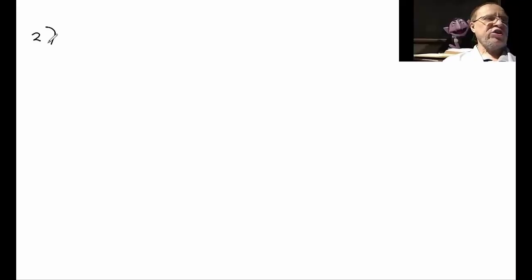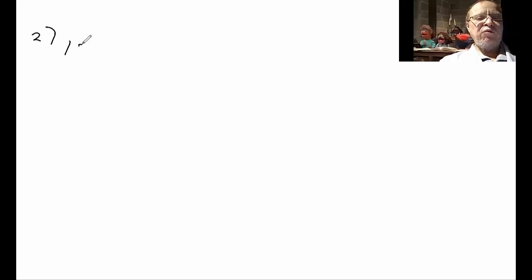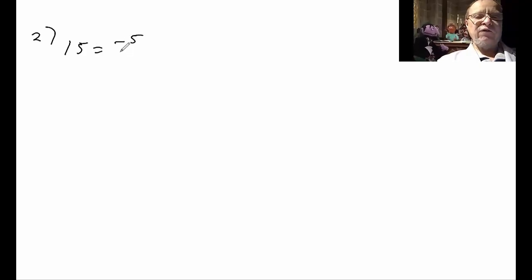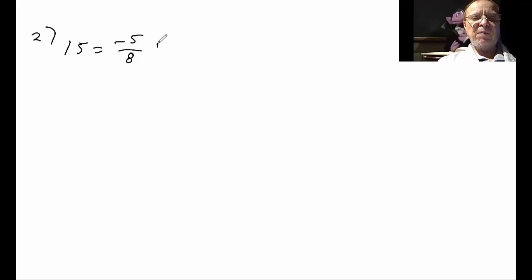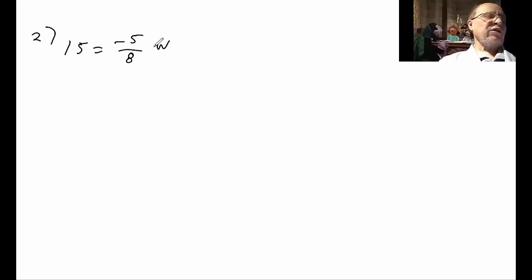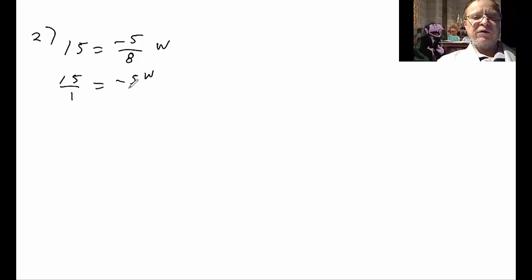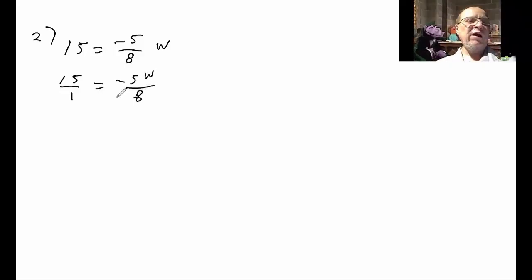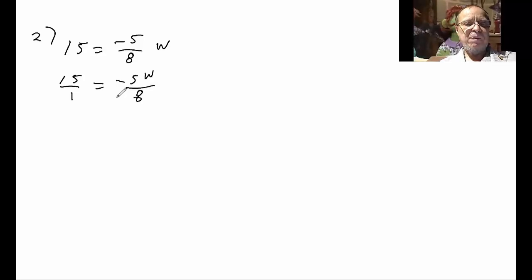So let's look at the first method, which is called the ratio method, and you'll see why it's called that in a minute. My example is 15 is equal to negative 5 over 8 w. Well, I can rewrite that as 15 over 1 is equal to negative 5w over 8. And so what I created here is a ratio. This is a ratio and this is a ratio.